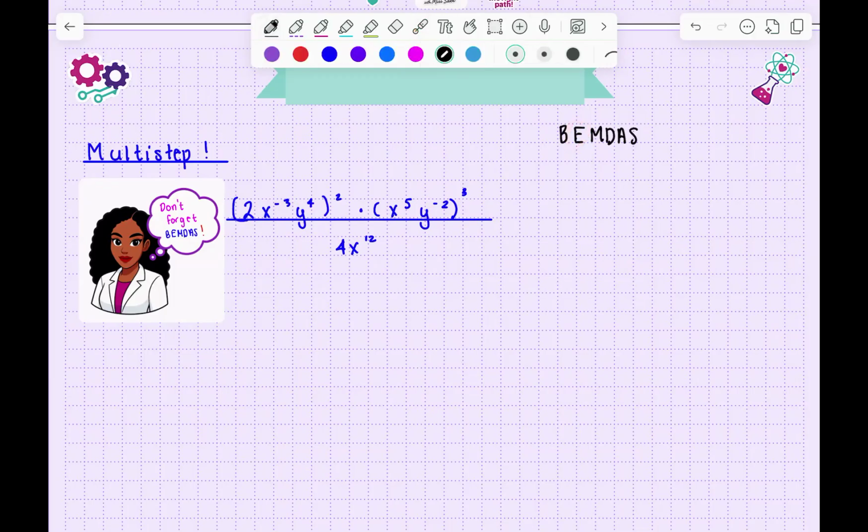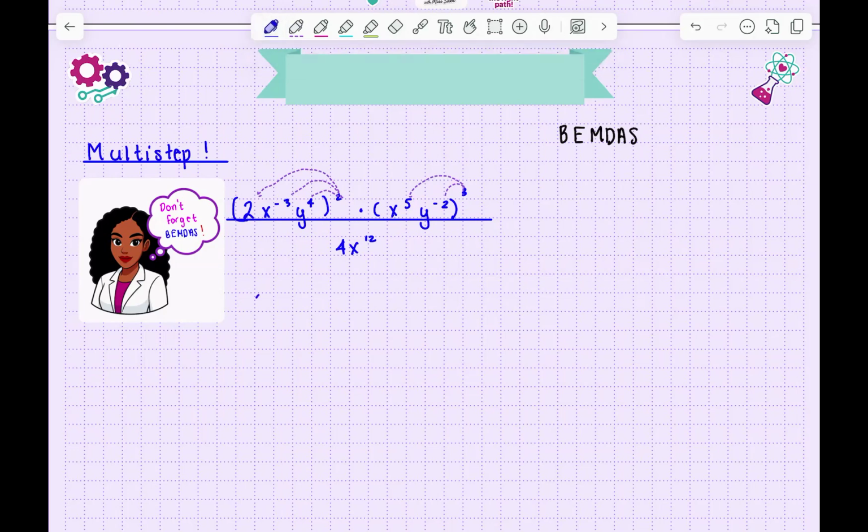Okay, so we do have exponents. So what we're going to do is apply the power of a power law. That's going to be distributed to everything in there, and that's going to be distributed to everything in there. So that's the first thing that we will do.